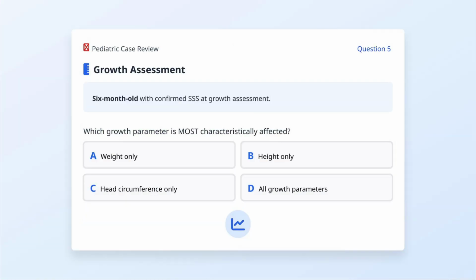Pediatric Case Review Question 5. A 6-month-old infant with confirmed Sanjad-Sakati syndrome undergoes growth assessment. Which growth parameter is most characteristically affected in this condition? Option A, weight only. Option B, height only. Option C, head circumference only. Option D, all growth parameters equally affected.